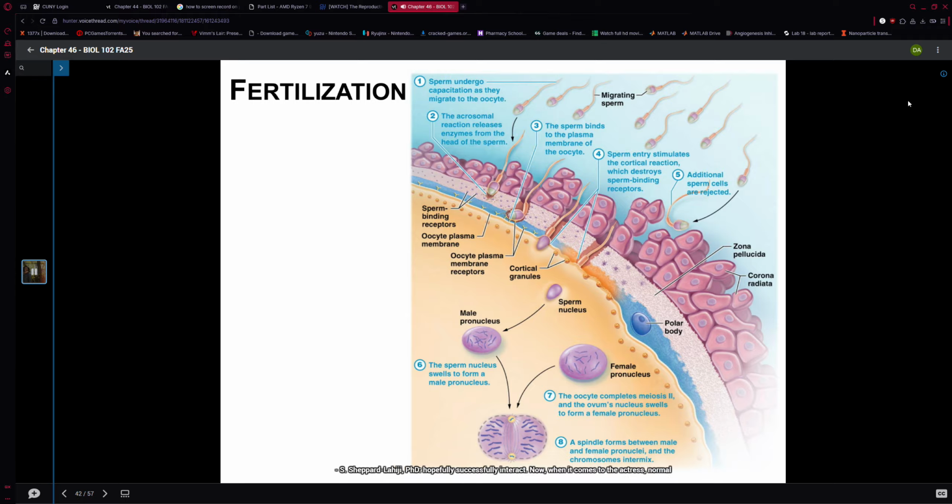Now, when it comes to the acrosomal reaction, we have exocytosis of the acrosome that releases those penetrating enzymes. And there are different enzymes in there. One example of an enzyme that's present is one that can help to digest hyaluronic acid that binds the granulosa cells together.